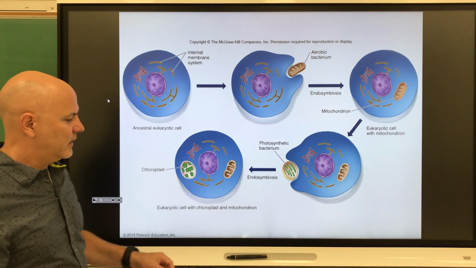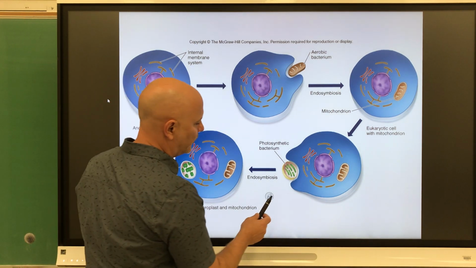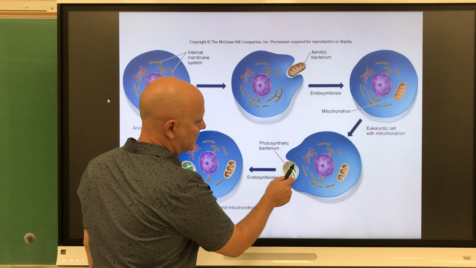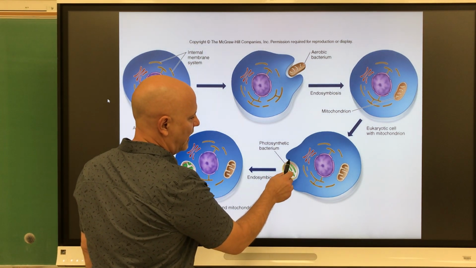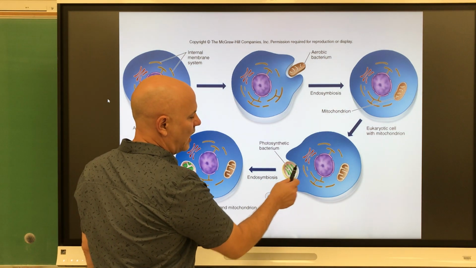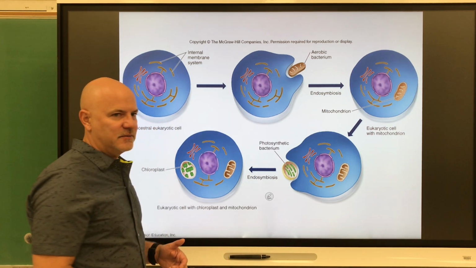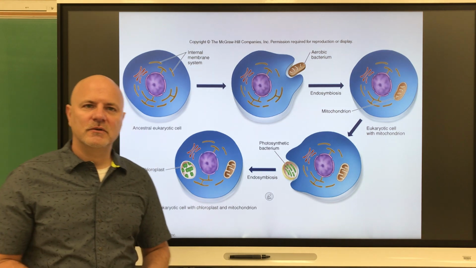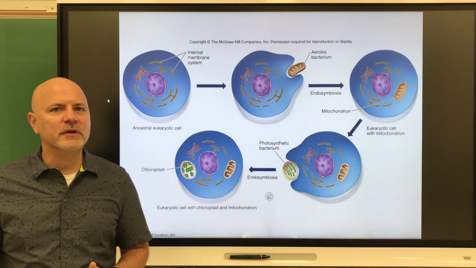Both are double membrane. So this is one of the things I want to mention here. They're double membrane. So the inner membrane is the plasma membrane of the bacterium, and the outer membrane is the plasma membrane of the larger cell, the engulfing cell. And so that's how these guys became double membrane. And lastly, something I've already mentioned to you as well, is both mitochondria and chloroplasts contain their own DNA.